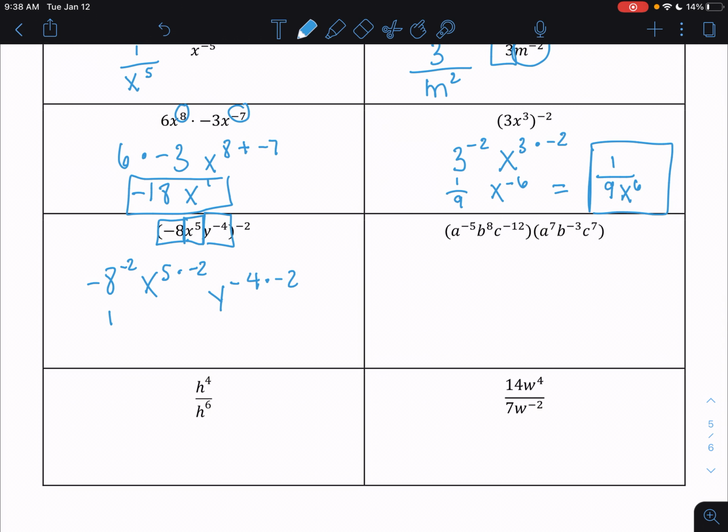So this would become 1/8 squared times x to the negative 10 times y to the positive 8. And the reason we got rid of this negative here in the front is because when you take a number squared, it's always going to be positive. Negative 2 squared is positive 4, and 2 squared is also positive 4.